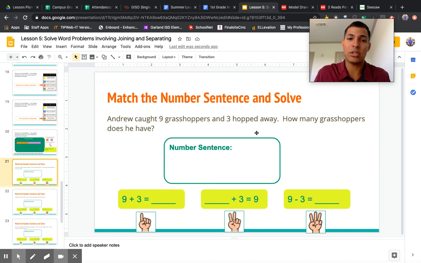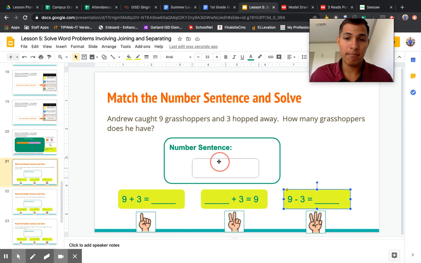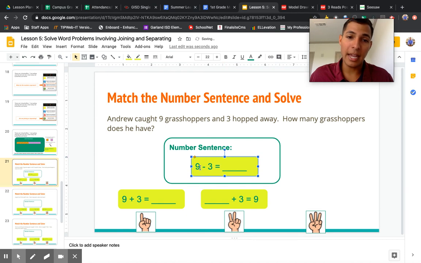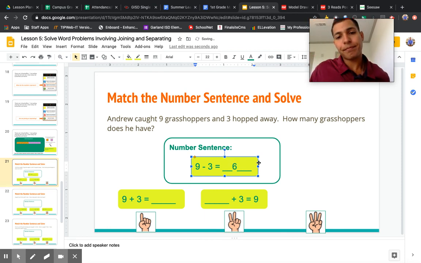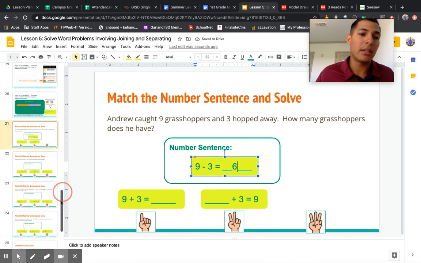So there's an action, right? There's 9, which was our total. 3 hopped away. How many do we have left? Adding or subtracting? Are we losing grasshoppers or are we gaining grasshoppers? We're losing grasshoppers, right? Starting with 9. Perfect. 9 grasshoppers minus 3 because 3 hopped away. How many grasshoppers do we have left? 6. Very good.